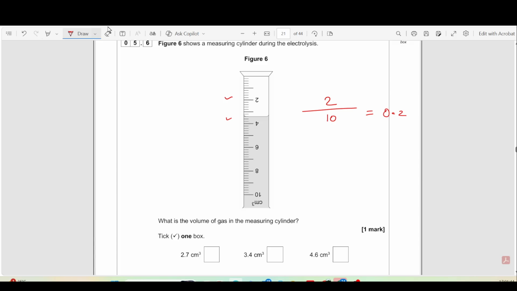Then we count the markings from the 2 downwards. The liquid level sits exactly at which line? This is fifth, sixth, and seventh. So this is the seventh line. Basically, you need to do 2 plus 7 times 0.2. 7 times 0.2 is 1.4, and if you add this, it is 3.4. So this is the correct option. Okay.